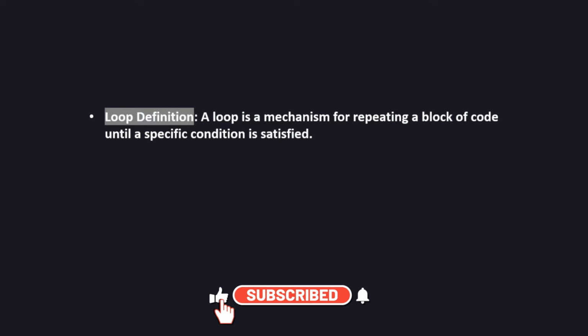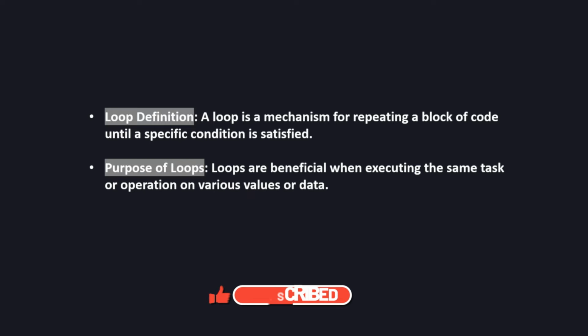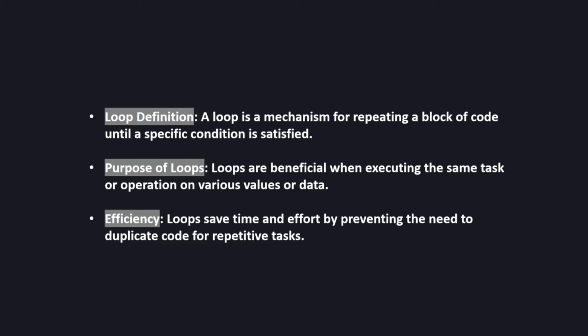A loop is a way of repeating a block of code multiple times until a certain condition is met. Loops are very helpful when you want to perform the same task or operation on different values or data. Loops can save you time and effort by avoiding writing the same code over and over again.